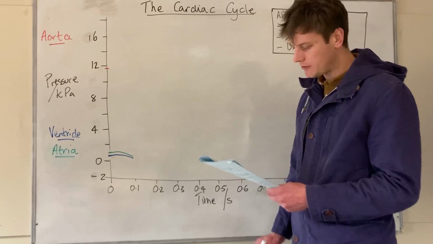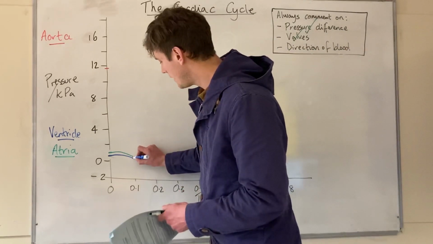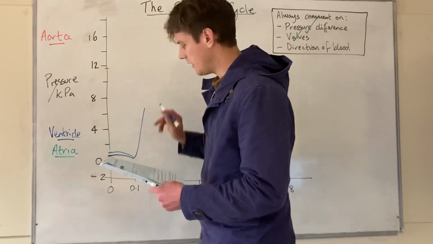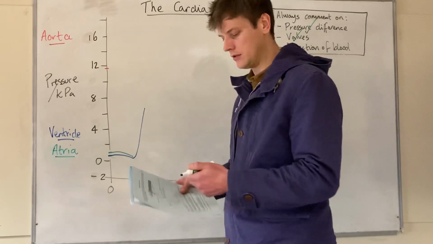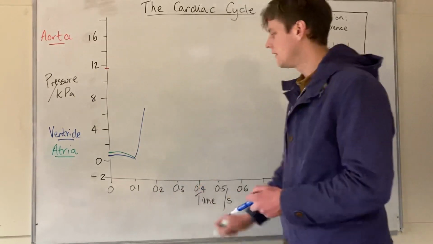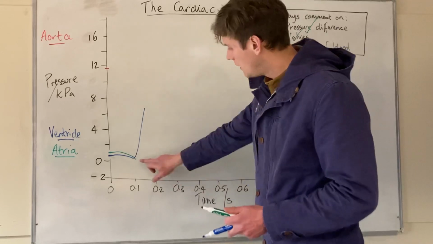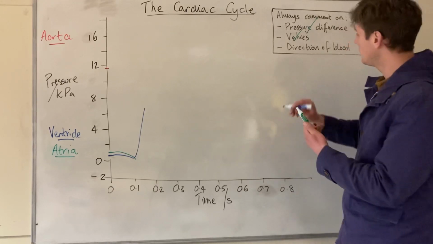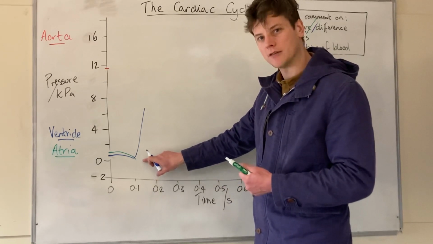But you'll notice at 0.1 that the pressure in the ventricle begins to increase. Something like this. I'm just going to stop it there for now. And we find that at 0.1, the pressure in the ventricle becomes greater than the pressure in the atria. And we get a crossover at 0.1 seconds, where the pressure in the ventricle is now greater than the pressure in the atria. So there's our comment on the pressure difference. If that happens, the atrioventricular valves will close.